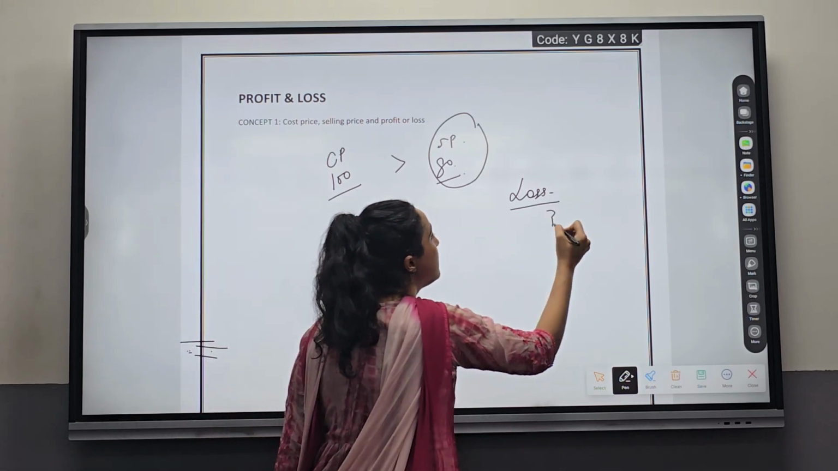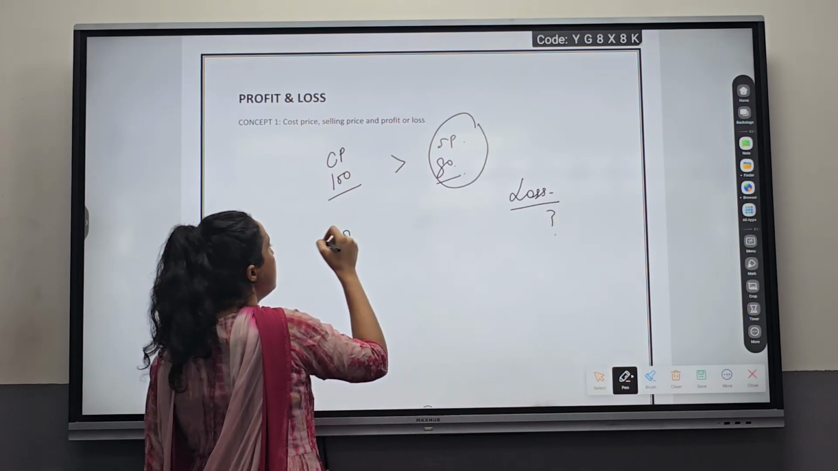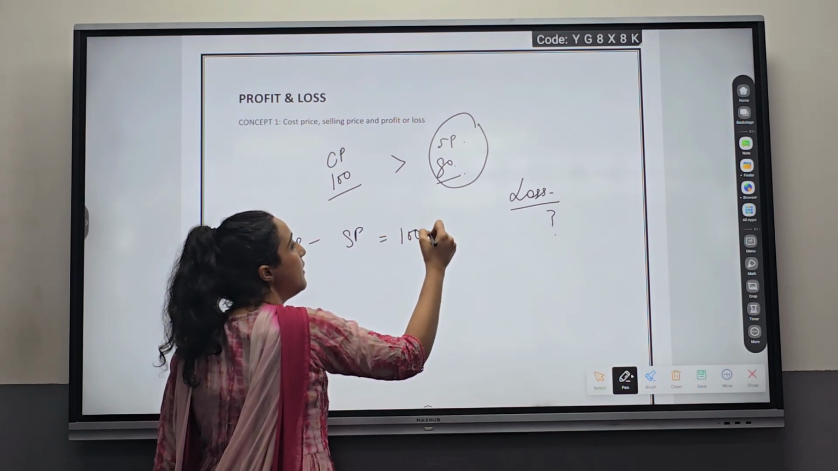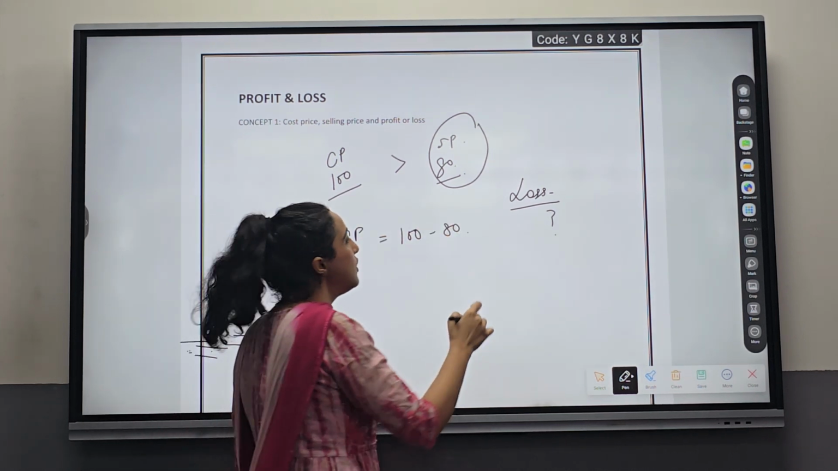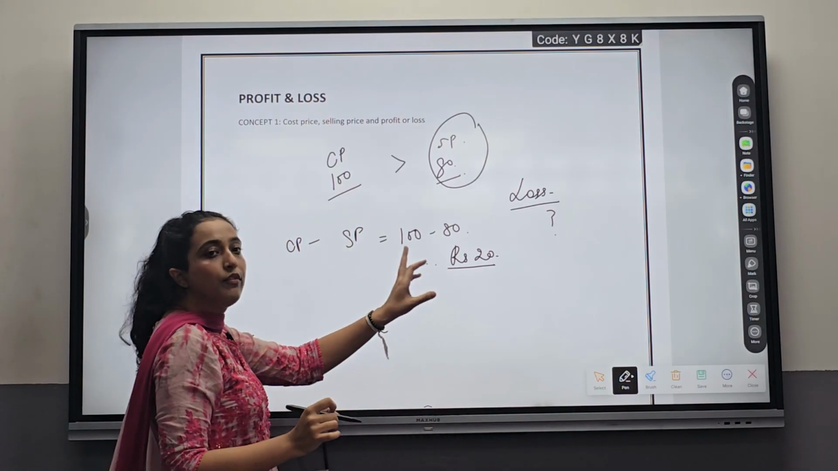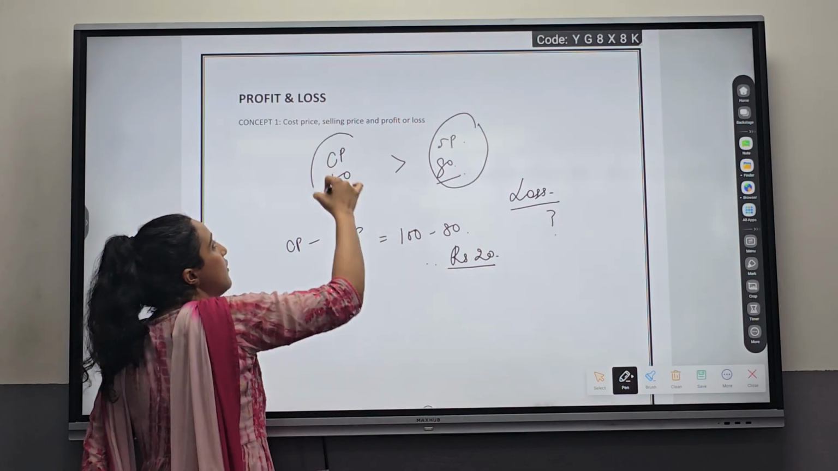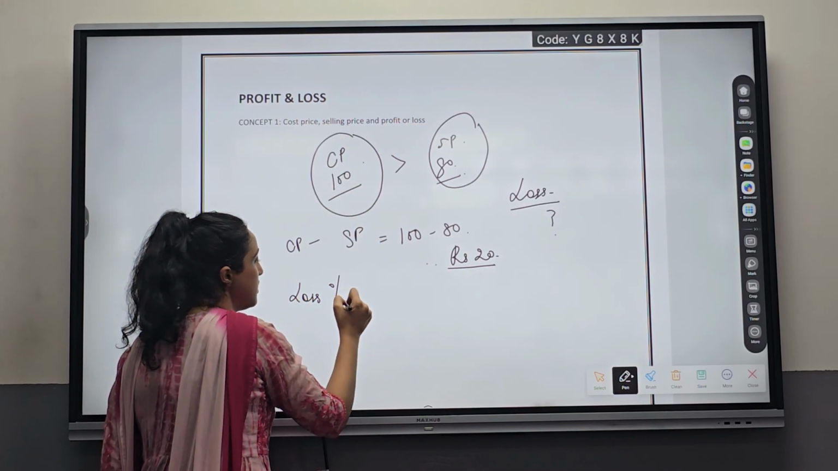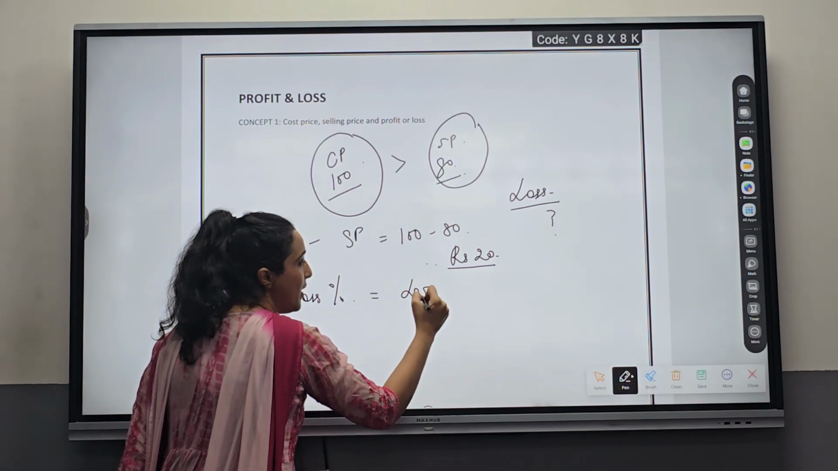Now how much loss? Loss is cost price minus selling price. So this will be 100 minus 80. This means you incurred a loss of rupees 20 in this transaction. But loss for how much of investment? For investment of 100.